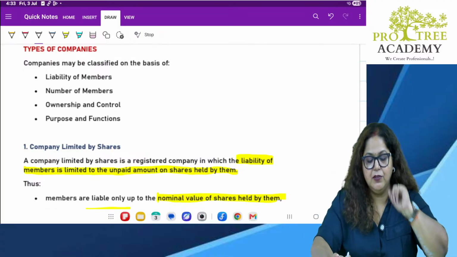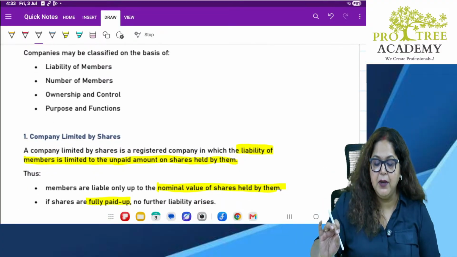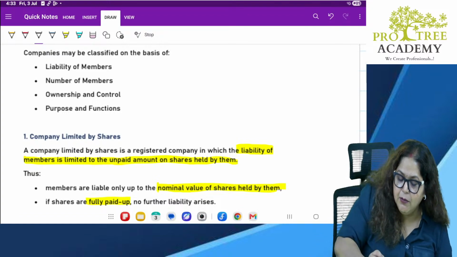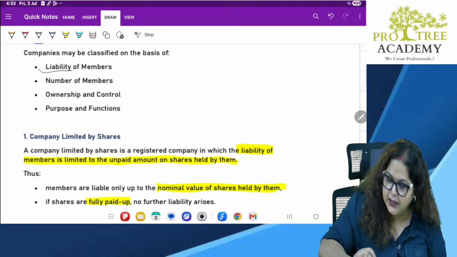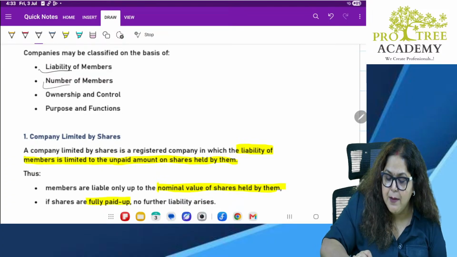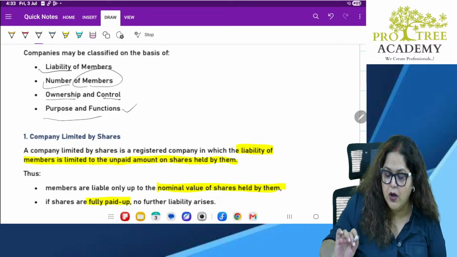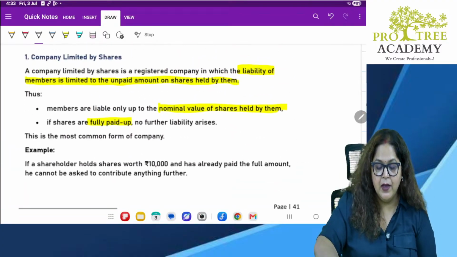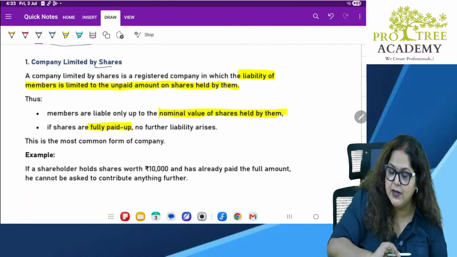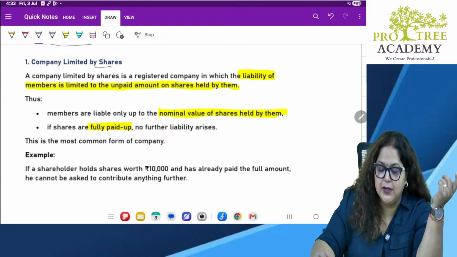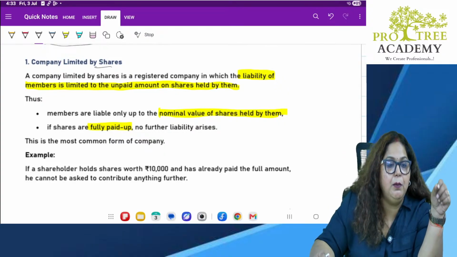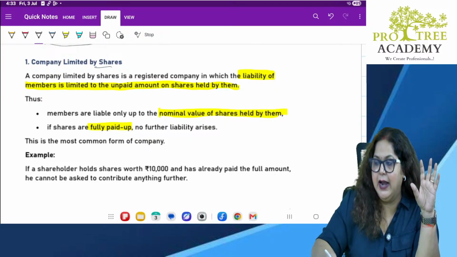So types of company we are going to see. Companies may be classified on the basis of liability. You already know what is limited liability and unlimited liability. Then number of members, ownership and control, and purpose or functions. So, company limited by shares. A company limited by shares is a registered company in which the liability of members is limited to the unpaid amount on the shares held by them.